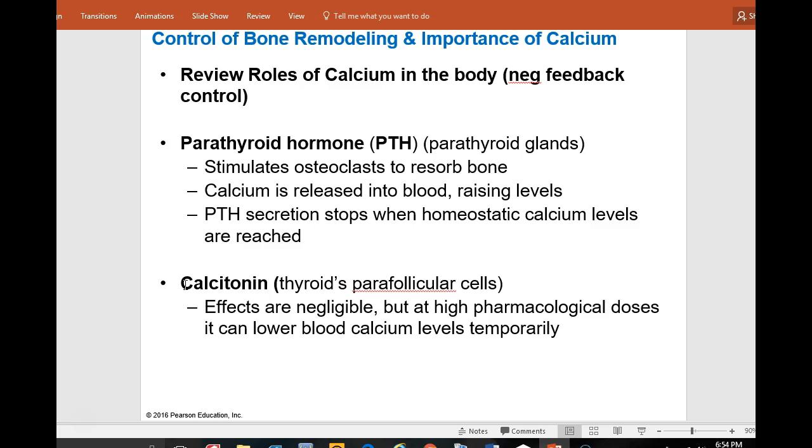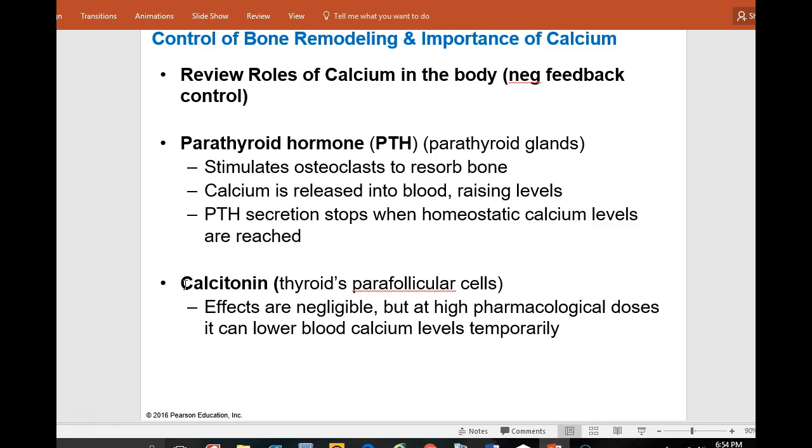Now there is some controversy about whether or not calcitonin is particularly effective in humans, but it has been shown to have these effects in other organisms. So for the purposes of our course, we're going to assume that calcitonin works the same way in other animals that it does in humans.